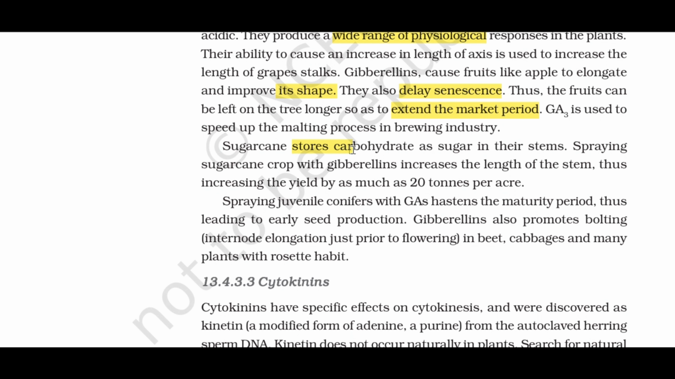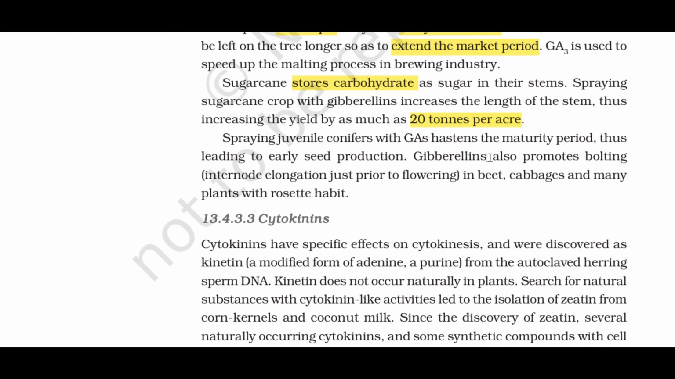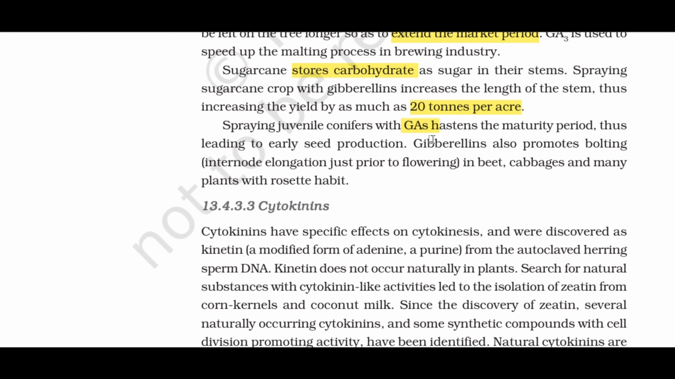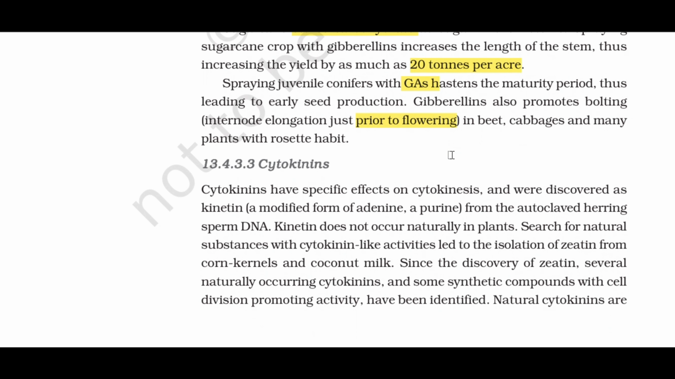Sugarcane stores carbohydrate as sugar in their stems. Spraying sugarcane crop with gibberellins increases the length of the stem, thus increasing the yield by as much as 20 tons per acre. Spraying juvenile conifers with GAs hastens the maturity period, thus leading to early seed production. Gibberellins also promote bolting, internode elongation just prior to flowering, in beet, cabbages and many plants with rosette habit.